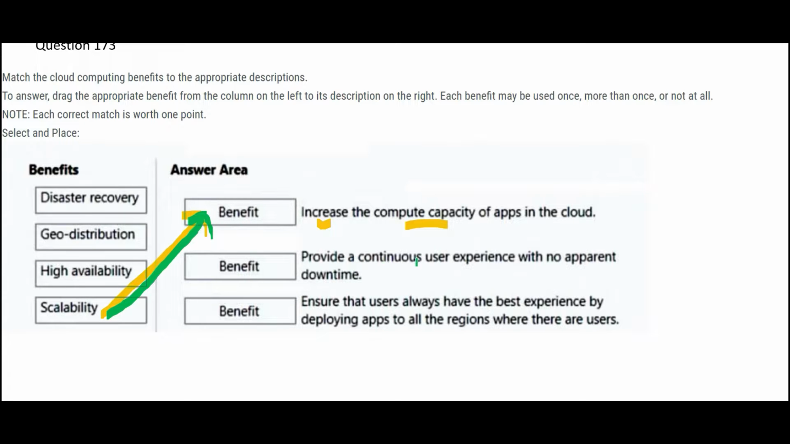Now let us look at this one, provide a continuous user experience. So when we talk about continuous user experience, what it means is there is no downtime. That means it is highly available. So what will be the answer here? This one, high availability.